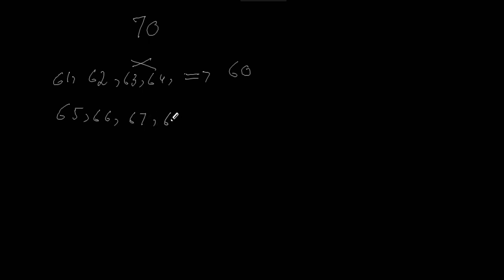Here we have 70, and you need to tell me which possible inputs can be rounded to 70. Numbers like 61, 62, 63, 64 will not work, because they remain 60. So we start from 65. 65 will round up to 70. Then we go up to 69. All these numbers will round to 70.